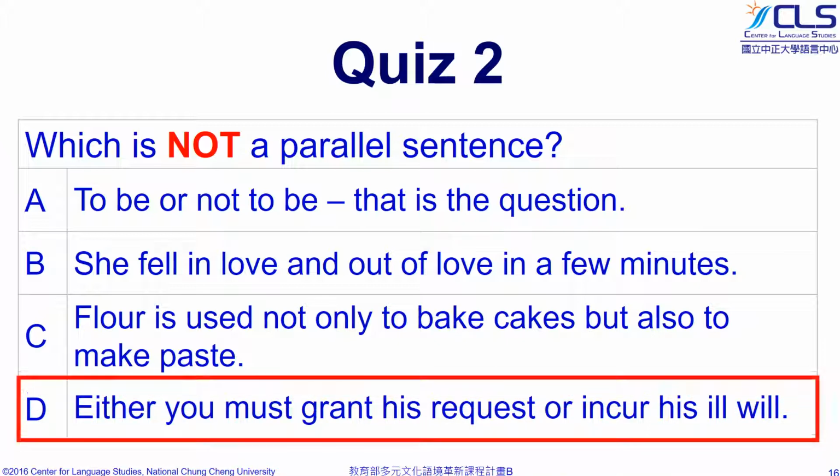Good. The answer is D. The first part of the sentence is a clause. You must grant his request. But the second part is a verb phrase. Incur his ill will. It is not parallel. The sentence can be revised as, "You must either grant his request or incur his ill will."